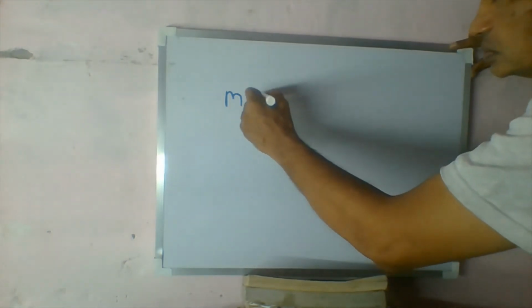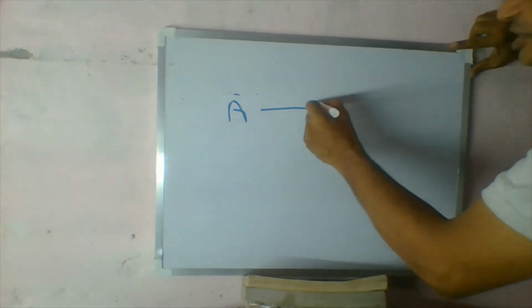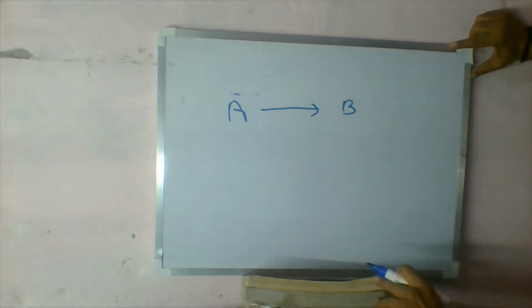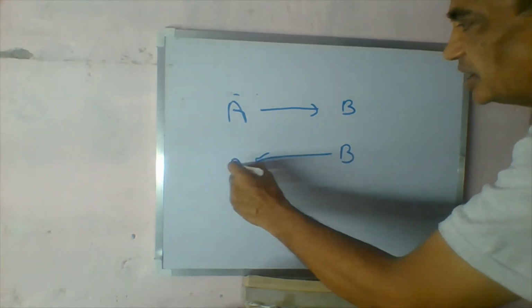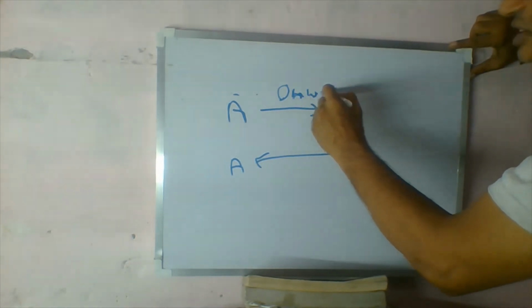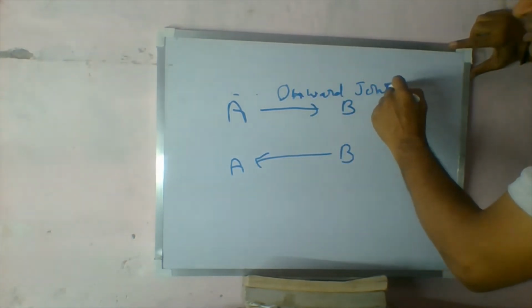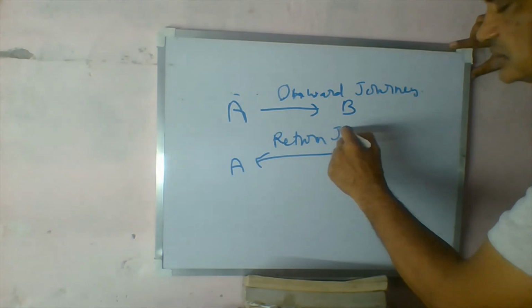Now before introducing you to the next concept in exponents, I want to do some background work. Background work is very interesting. I hope you will enjoy that. Suppose I have to go, let us say, from city A to city B, then I should also be able to return back to city A. Onward journey, then return journey.